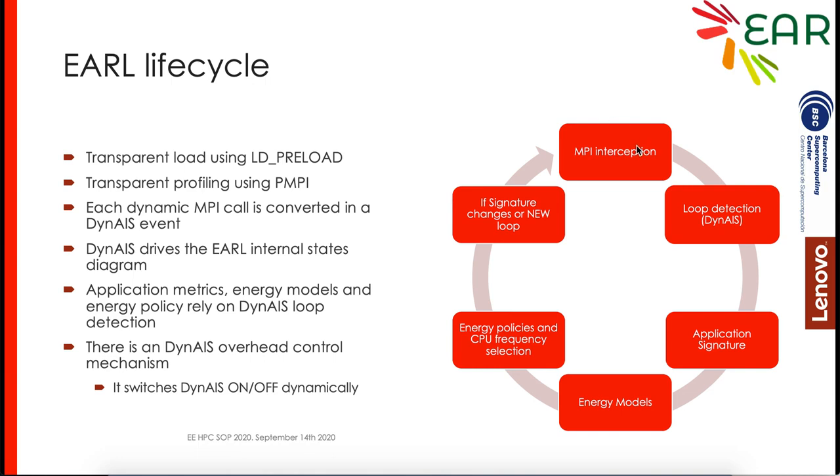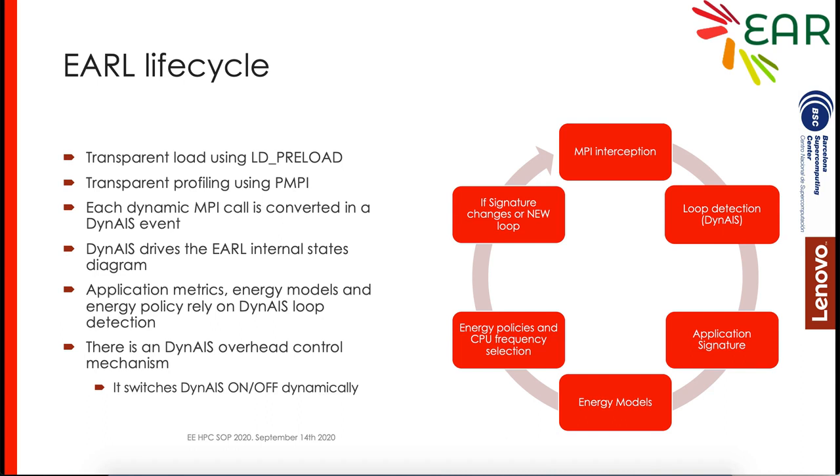The EARL library automatically converts each MPI call into a dynamic event that is the input for our loop detection algorithm. We call it DynAIS, and we will see a few details in the next slide. This DynAIS algorithm is able to dynamically identify loops, even nested loops, in the application. The target of DynAIS is to provide the outer loop of the application to the EARL library, and it drives the behavior of the library. Once the loop is detected and several iterations are executed, where several iterations depends on the mechanism to measure the energy, it could be 1 second or 10 seconds, we identify that automatically.